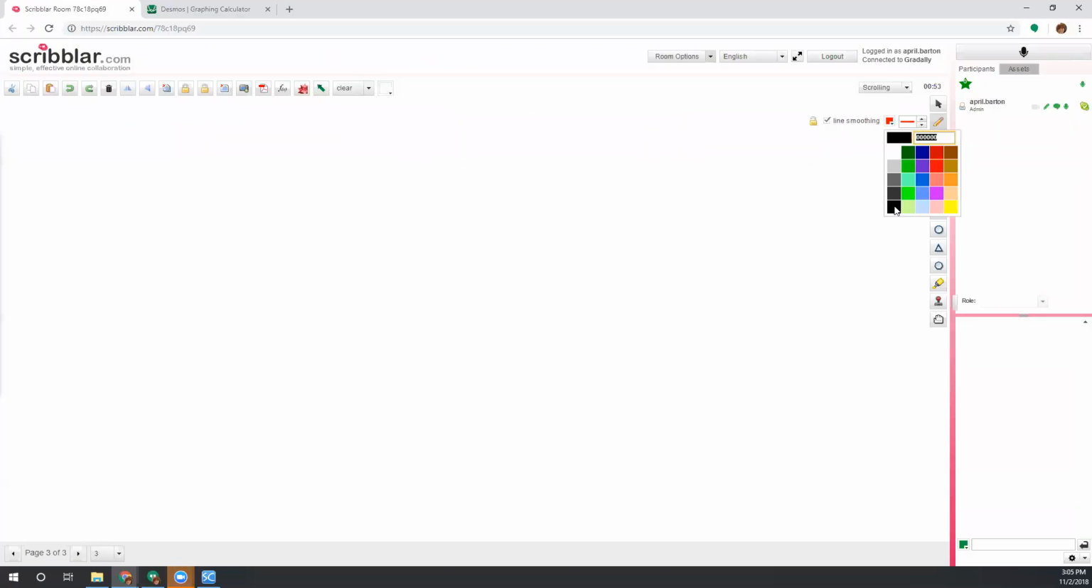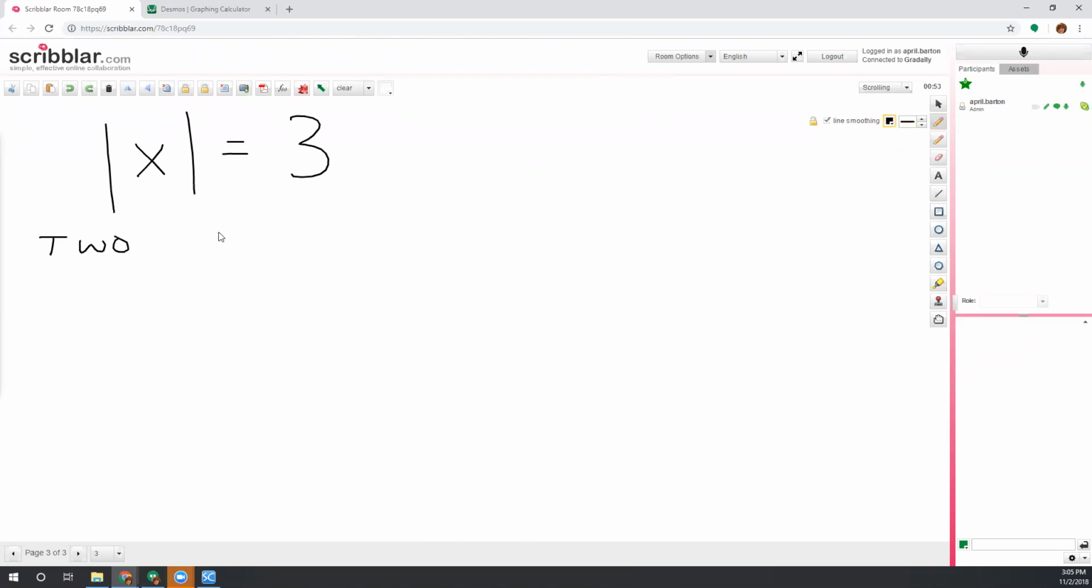So when you're working with absolute value equations, there's actually two options. The first thing that we could put in here is that 3. When we had a positive 3, it came out as 3. But we could also put in a negative 3, and it comes out as 3. So there's actually two answers. The first one is just normal, that positive 3. The second one is that negative 3.